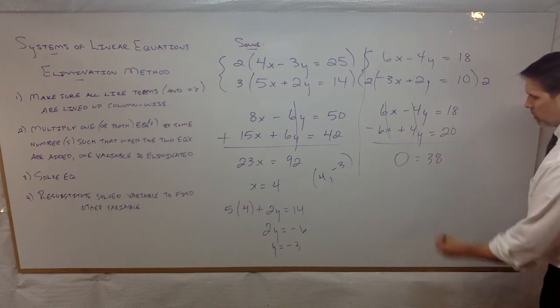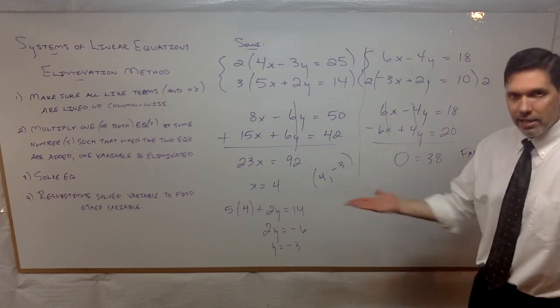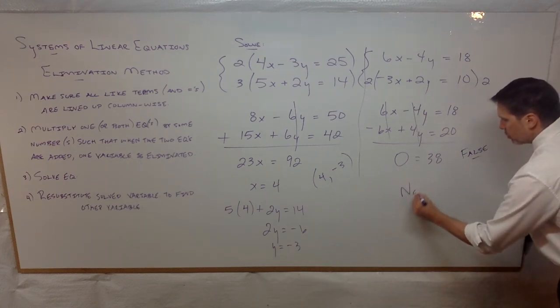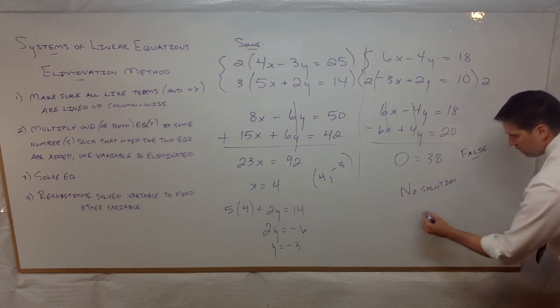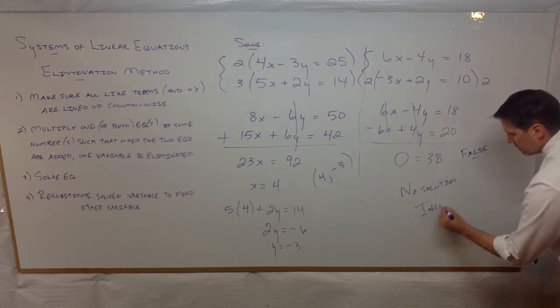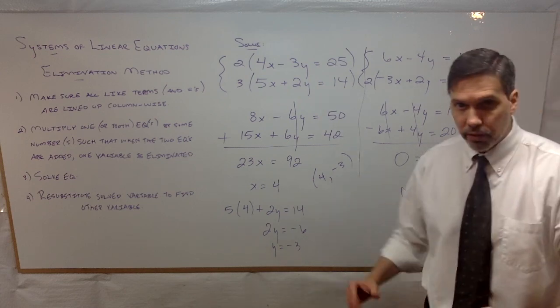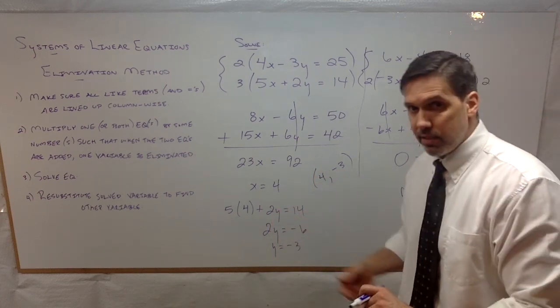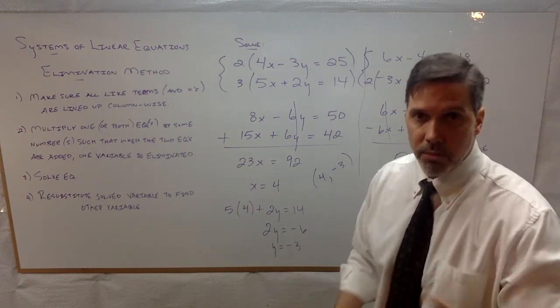But this equation makes no sense. 0 equals 38, that's 100% false. I don't say my solution is false. I say I have no solution, or a one-word statement would be inconsistent. So just like with graphing, you can come up with these weird sorts of things: consistent dependent, inconsistent. It definitely happens when you solve with algebraic methods as well. Just be prepared for them.